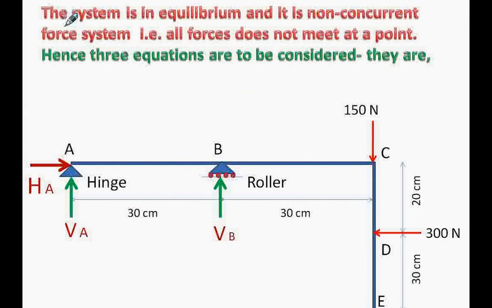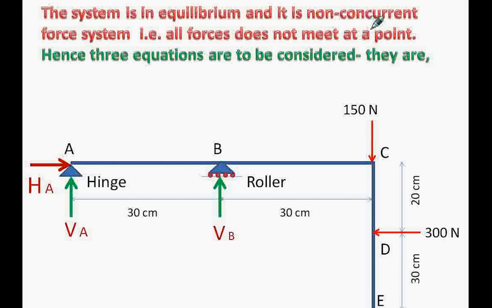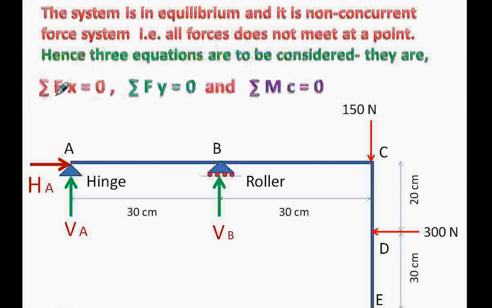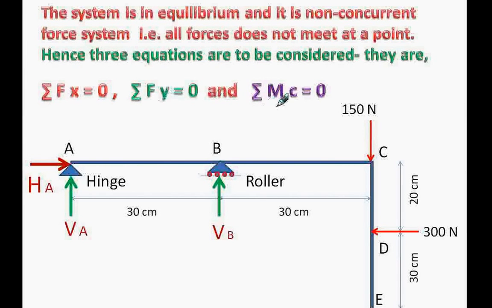Let us see how the problem is solved. What is the statement in the given question? The system is in equilibrium and is a non-concurrent force system. That means this force, this force, this force, all of them do not meet at a point, and hence it is called a non-concurrent force system. Hence three equations are to be considered: sigma Fx equals 0, sigma Fy equals 0, sigma Mc is also 0.